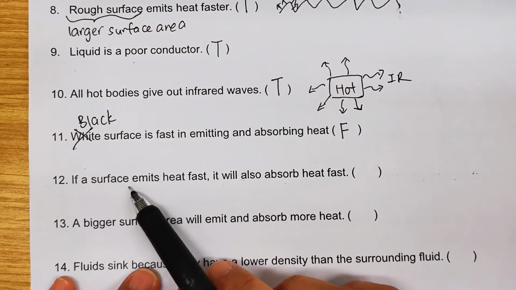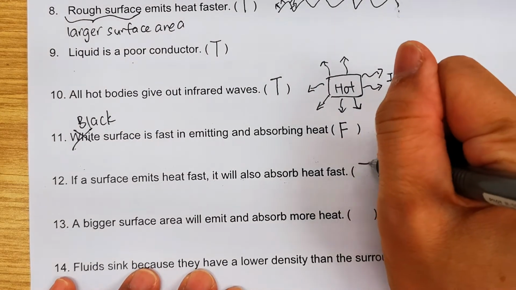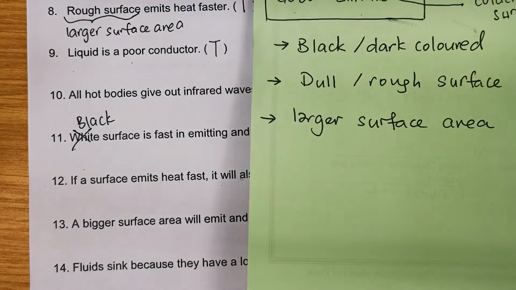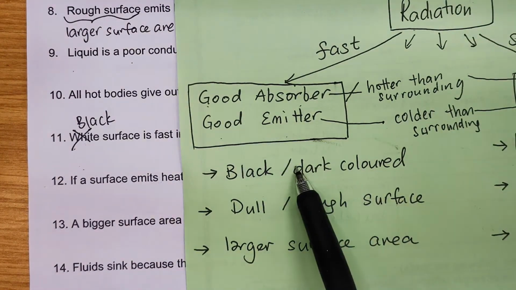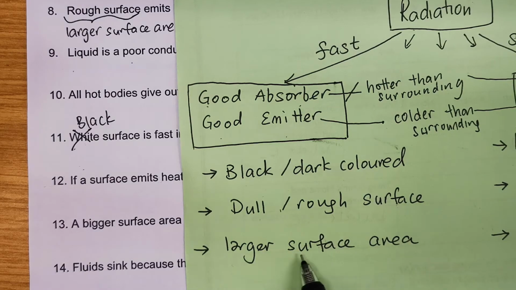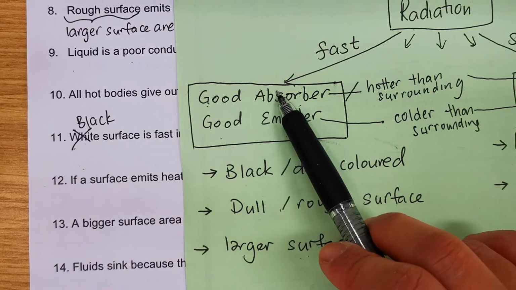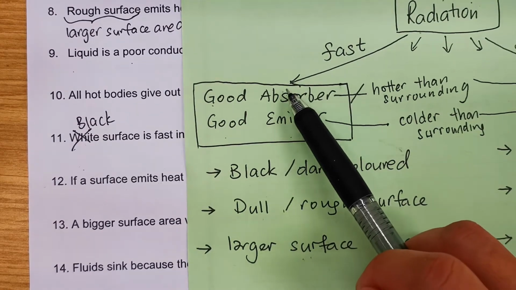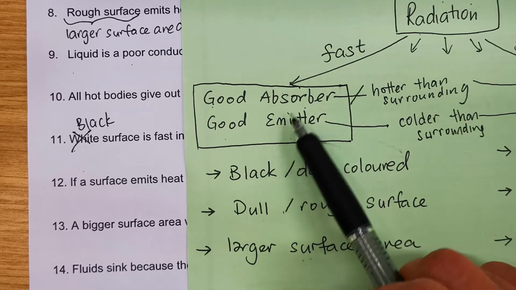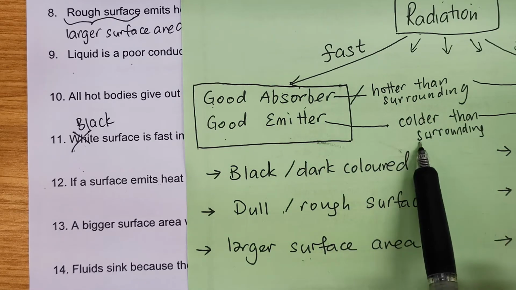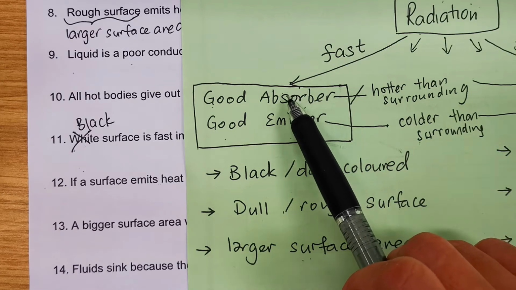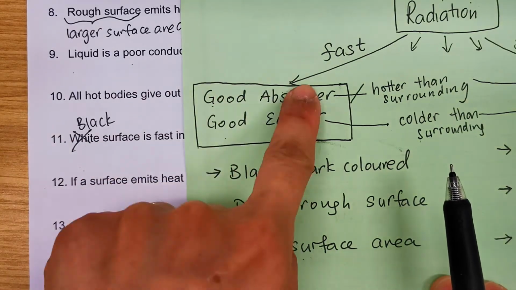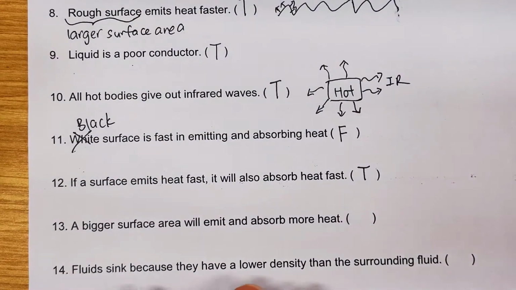Question 12. If something emits heat fast, it will also absorb heat fast. That is true. A good absorber and a good emitter share the same property. If they are black, dull, and have a large surface area, they will be a good absorber and a good emitter. But each time, they will either be an absorber or act as an emitter. They can't do both at the same time, because if they are hotter than the surrounding, they cannot be colder than the surrounding. So they are either a good absorber based on where you put it, or a good emitter, but not both at the same time.